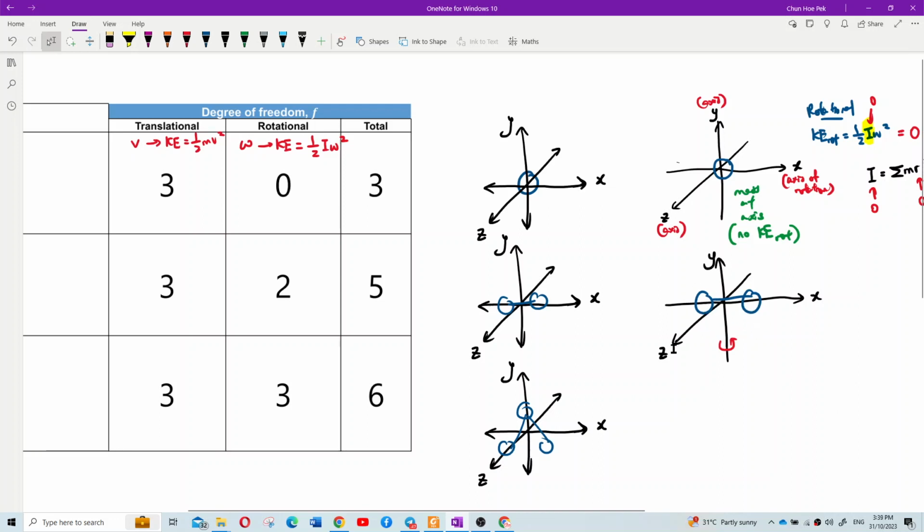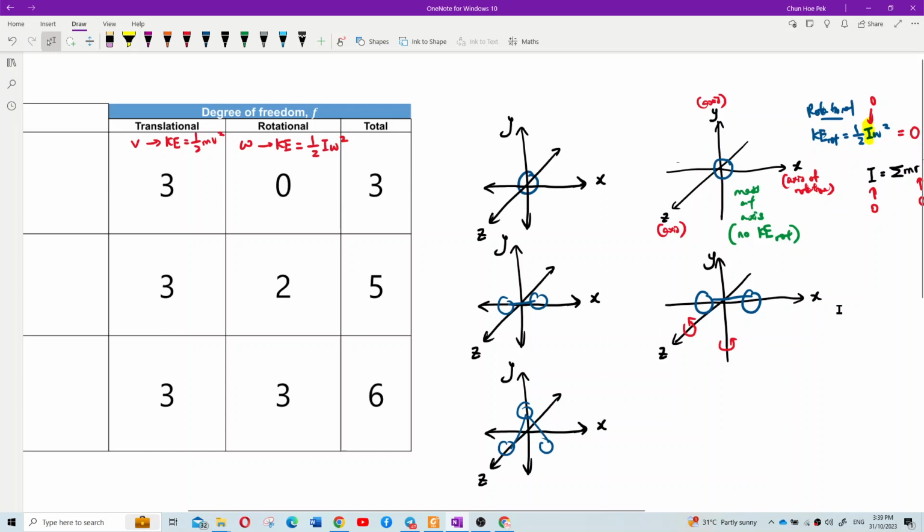For the z-axis, it also has a certain distance away from the axis of rotation. These two atoms are a certain distance away from the z-axis, so it can also rotate around the z-axis. That means it has a significant rotational kinetic energy for the z-axis. For the y-axis also, it has significant rotational kinetic energy.